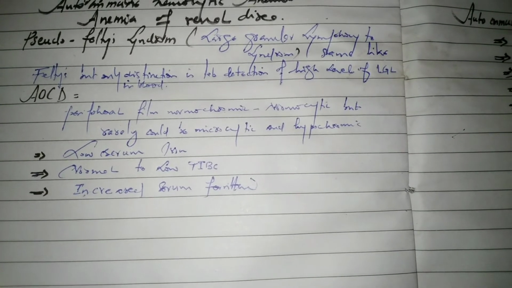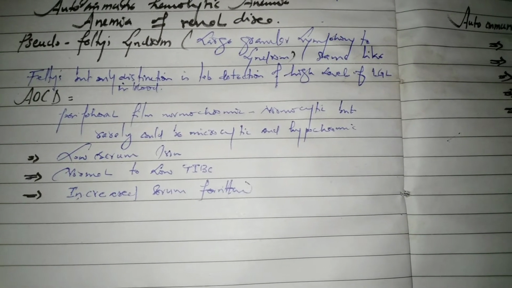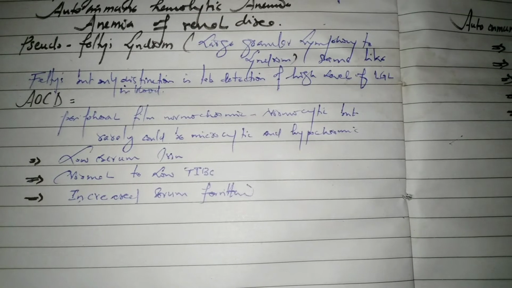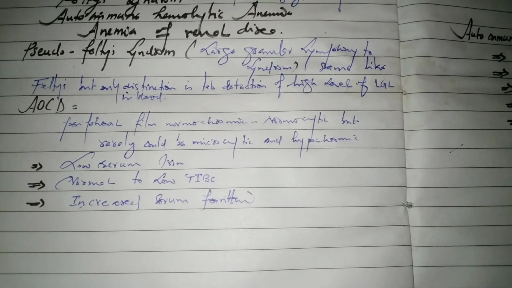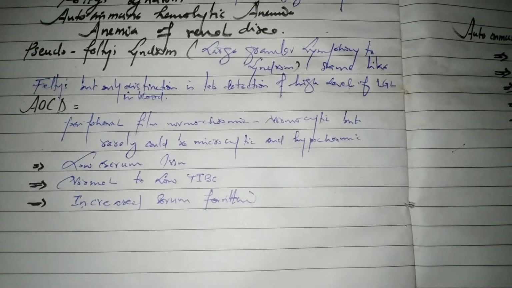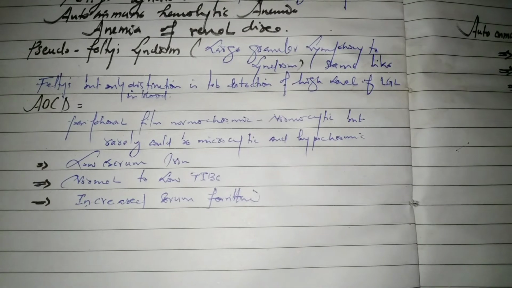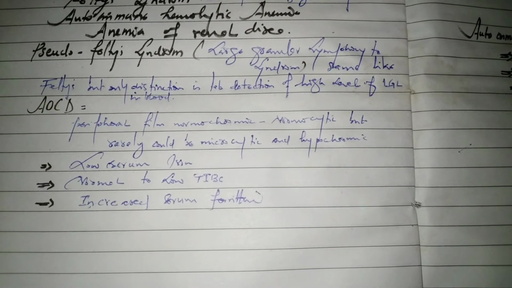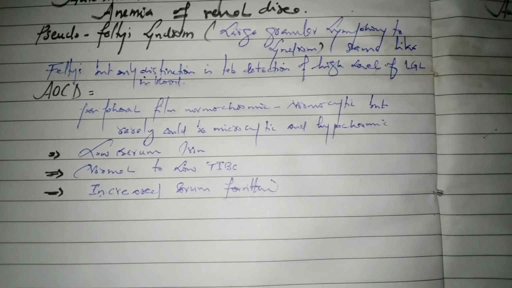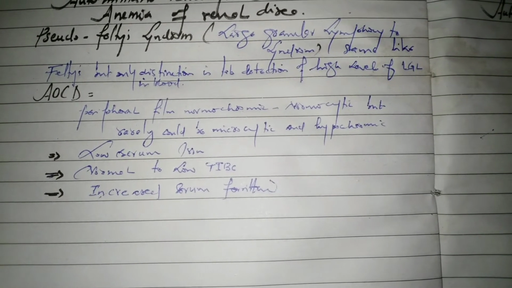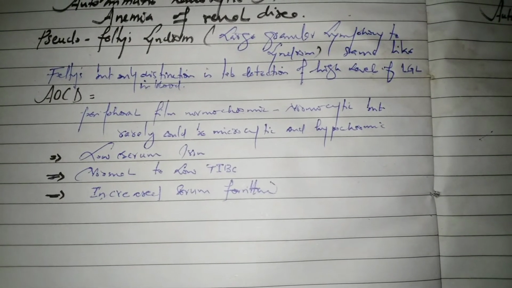Just on the lab, how you will determine the anemia of chronic disease. On the peripheral film, usually there is a normochromic normocytic anemia, which is against iron deficiency anemia, because in iron deficiency anemia there is a hypochromic microcytic anemia, but rarely there could also be microcytic and hypochromic features. Low serum iron, it is the same as that of iron deficiency anemia. In iron deficiency anemia there is also low serum iron.